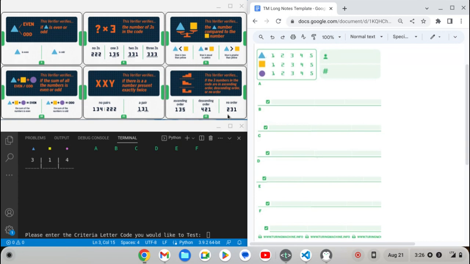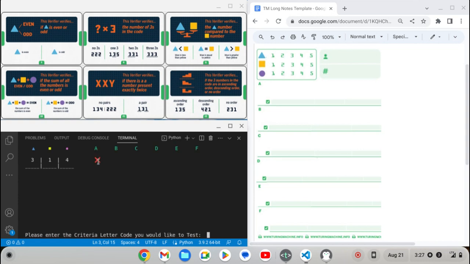And of course, remember that the objective of today's puzzle is to find that unique 3-digit code that abides by the 6 criteria cards we just described. And we're going to start off with an initial proposal of 314. So the first thing I want to find out is a little bit about that first digit. So let's go ahead and test criteria card A.